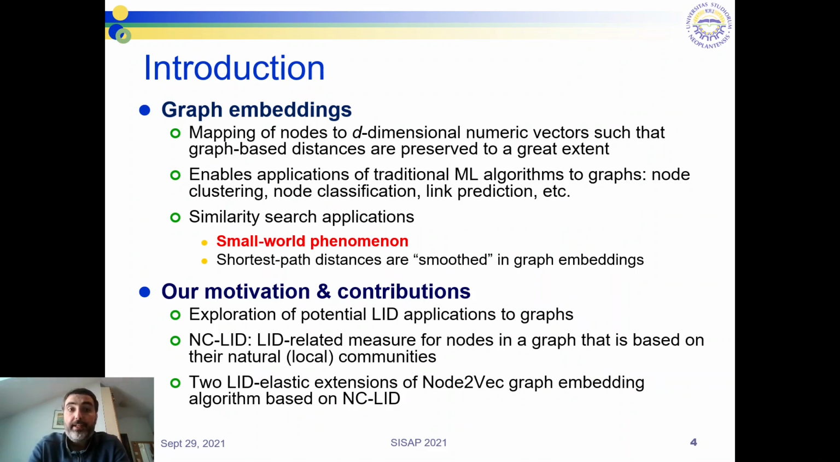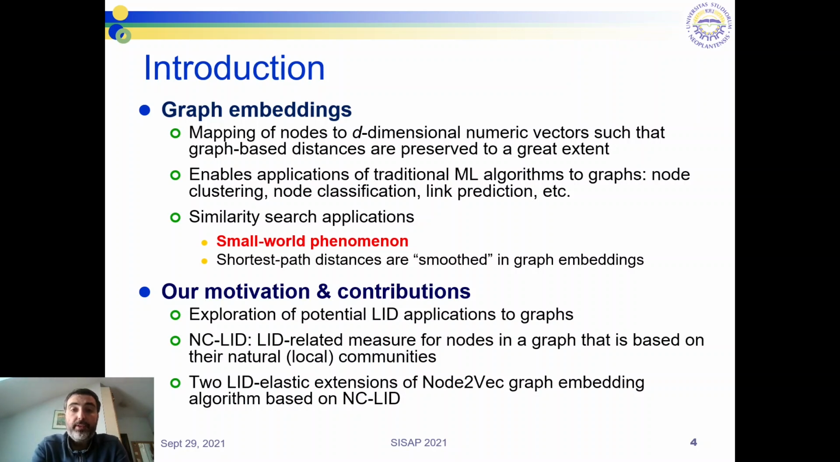We are interested in graph embeddings. What is a graph embedding? It is a way to map nodes of a graph to vectors in a d-dimensional vector space in a way to preserve some property of the graph. What is usually considered important, and which we are also interested in, is preserving graph-based distances, and in particular the neighborhoods of the nodes. So we want the neighboring nodes of the graph to be mapped to vectors which are close together in the embedding space.